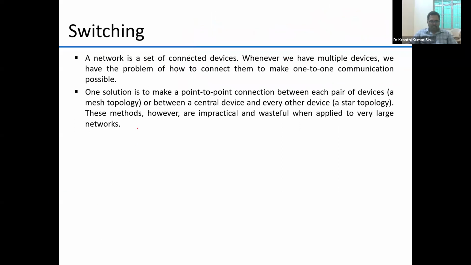But what is the limitation of topologies? One old solution is to make a point-to-point connection between each pair of devices. That is called mesh topology. So here, make means dedicated, not switching. It's not switching, it is dedicated. Or between a central device and every other device. Central device, like a hub, has a dedicated link with device 1, a dedicated link with device 2, and so on with device 3 and device 4. These methods, however, are impractical.